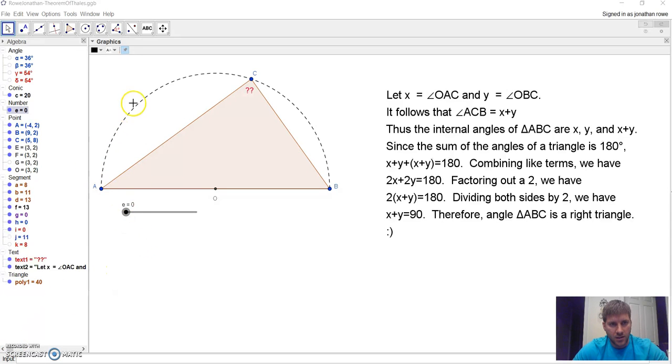You can see that here's a semicircle. It would just as well be a circle. That would work as well. And we have a triangle inscribed. And we're trying to say what is true about this triangle ABC. So let's see what happens.